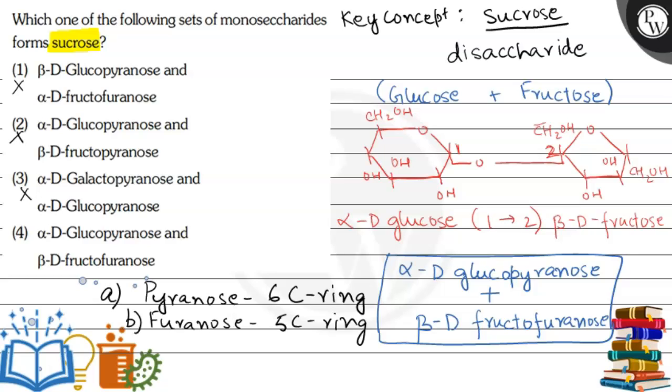Now the final option says that the components of sucrose are alpha D-Glucopyranose and beta D-fructofuranose. So this is the option that matches with our discussion. Therefore, our final answer is option 4. That is alpha D-Glucopyranose and beta D-fructofuranose are the components of sucrose. So this is our final answer.